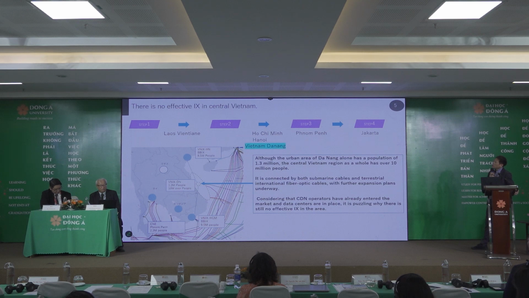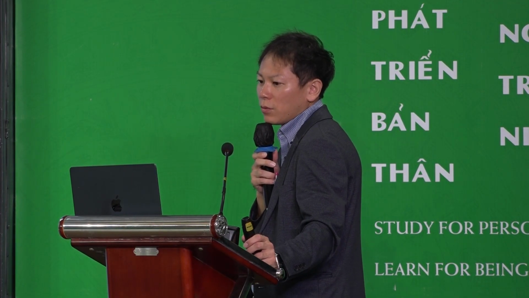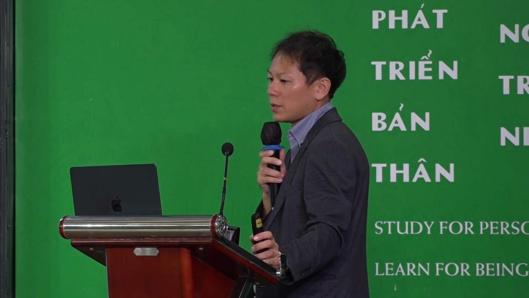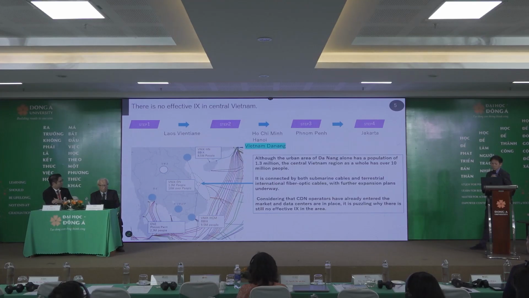There is no effective IX in Central Vietnam. Step 1 is Laos, Vientiane, because there is no IX and no CDN. Step 2 is Ho Chi Minh, Hanoi, and Da Nang. Step 3 is Phnom Penh, because IX and CDN are both present. Step 4 is Jakarta.